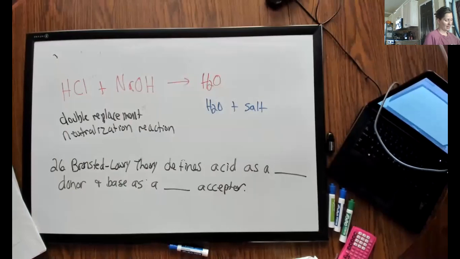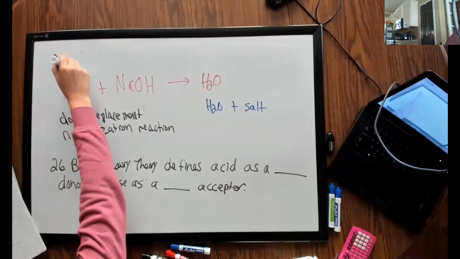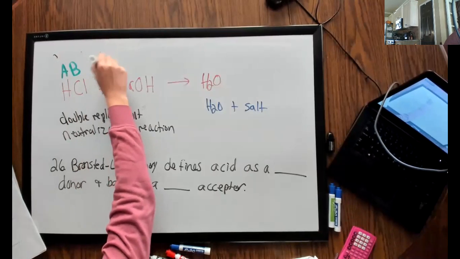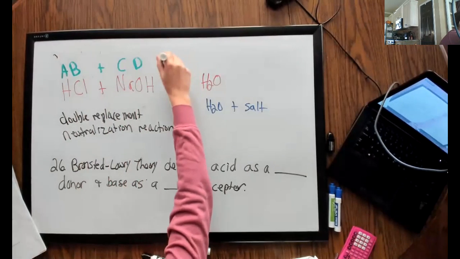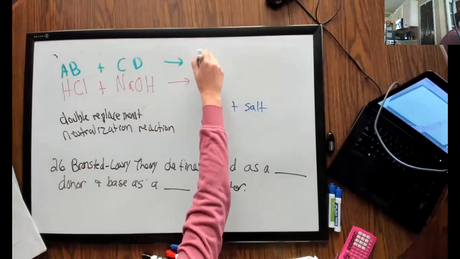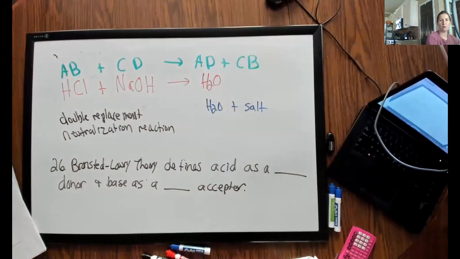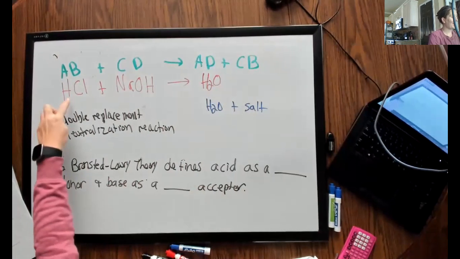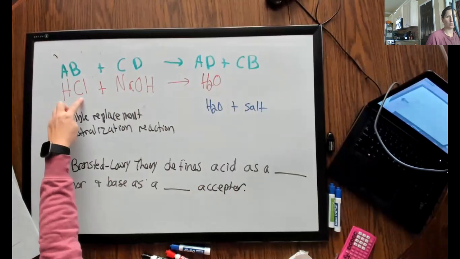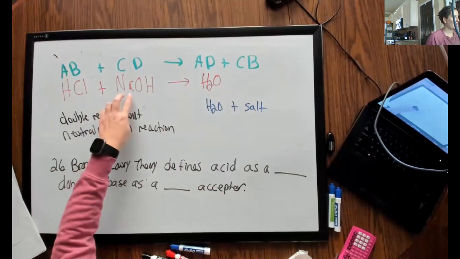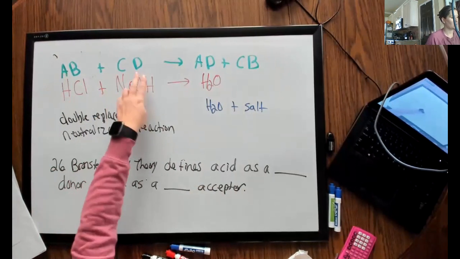And how did we form H2O? Well, I said this was a double replacement reaction. So let's look at that. For double replacement, we have AB plus CD makes AD plus CB. So that's our general outline of a double replacement reaction. Well, A is H, and then Cl will be the B. Over here we have sodium is the C and OH is the D.